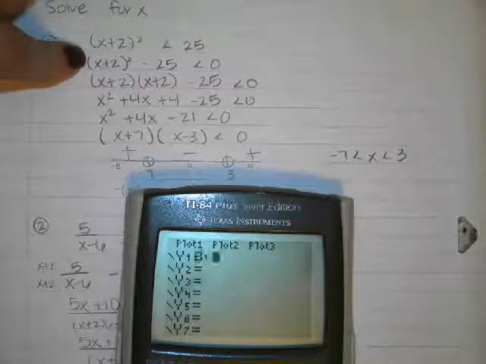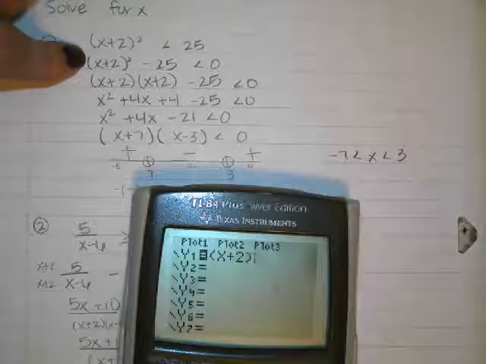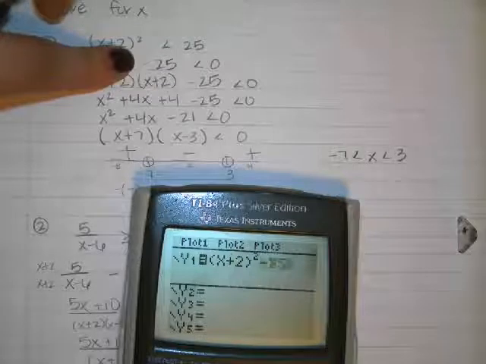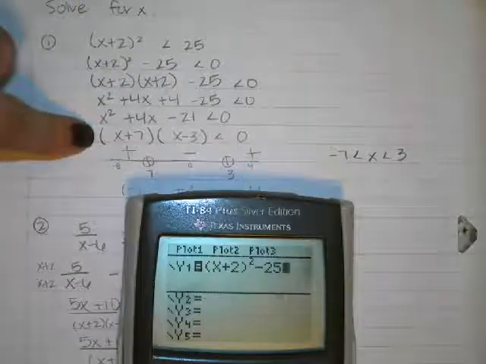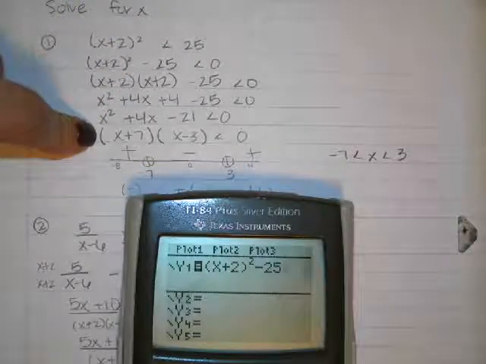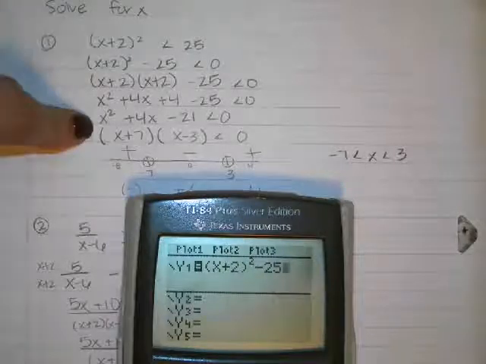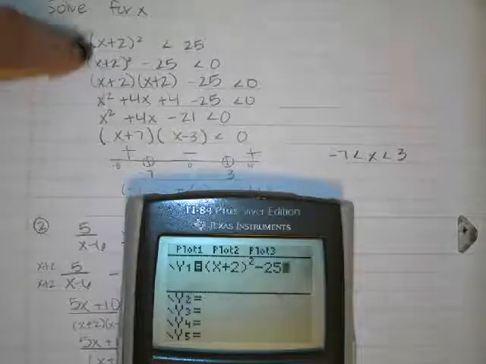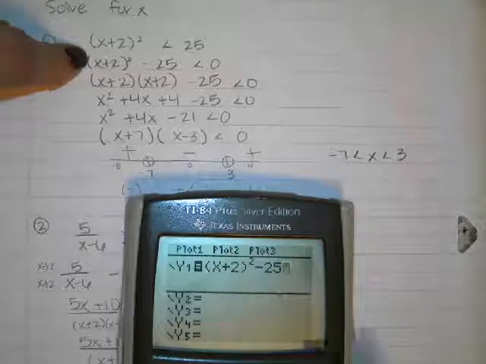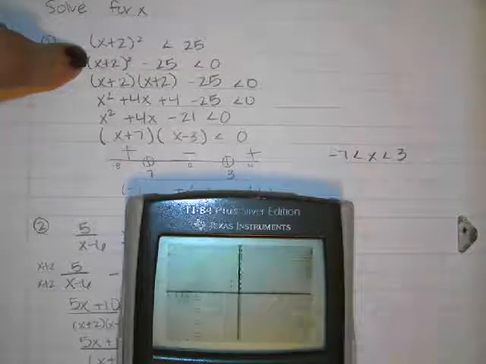So I'm going to do x plus 2 squared minus 25. The reason that I'm not doing the last step is because I might have made a mathematical error somewhere in the problem, so I want to plug in something as close to the original as possible. All right, so I'm going to go ahead and graph this.